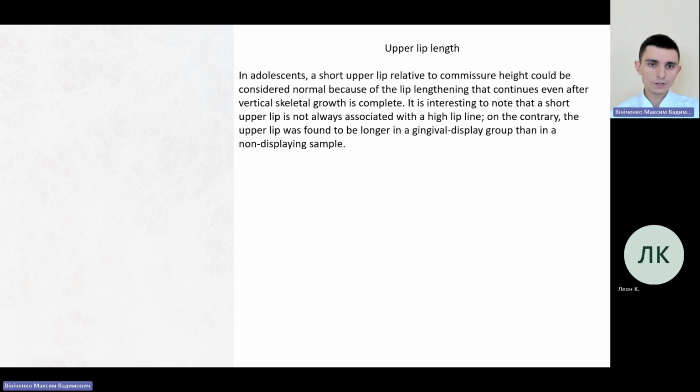Continue. In the old sense, a short upper lip relative to commissure height could be considered normal because of the lip lengthening that continues even after vertical skeletal growth is complete. It is interesting to note that a short upper lip is not always associated with a high lip line. On the contrary, the upper lip was found to be longer in a gingival display group than in a non-displaying sample.